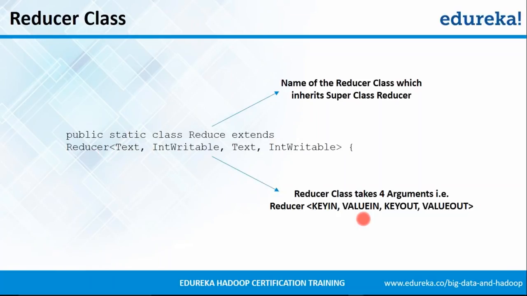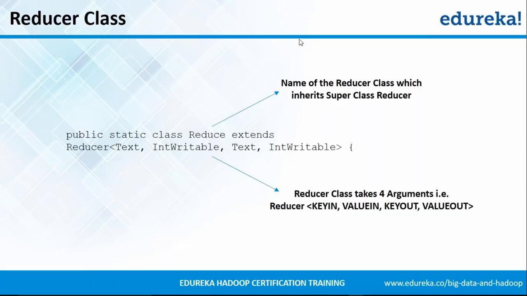Now this reducer class also takes 4 arguments as inputs, that is the input key, the input value, the output key, and the output value. Now we need to mention the types of these values. Now as you can see here, the input key for reducer is set to text, the input value is int writable, the output key is text, and the output value is int writable. Now this is how we are declaring the reducer class. So guys, are you clear with this?